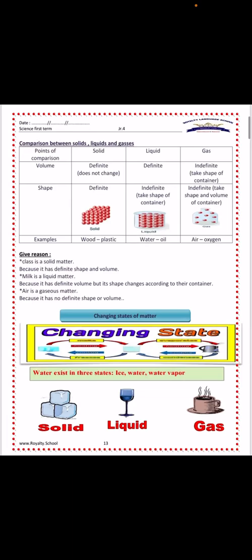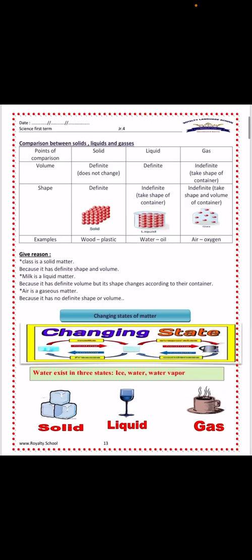Milk is a liquid matter because it has indefinite shape, taking the shape of the container, and definite volume, okay? Air is a gaseous matter because it's a gas, okay? Because it has indefinite shape and indefinite volume. So when he asks me why it's a matter, because it has mass and volume. Why it's a solid matter: definite shape, definite volume. Why it's a liquid matter: indefinite shape, definite volume. Why it's a gaseous matter: indefinite shape, indefinite volume. Okay?